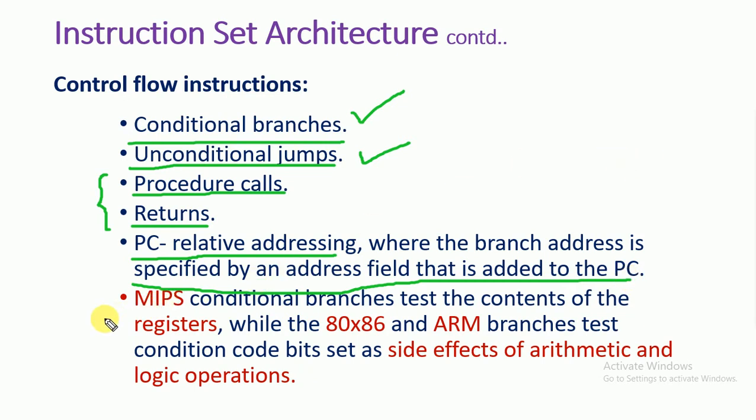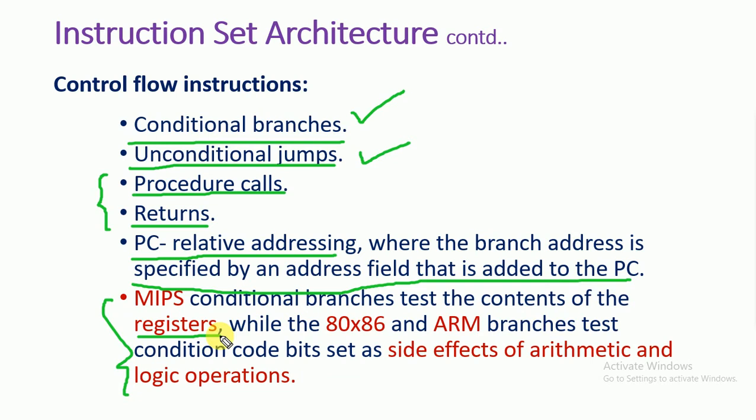Now, when we compare microprocessors like MIPS and 80x86 or ARM, MIPS conditional branches test the contents of a register. In the previous slide we have seen that MIPS checks the value present in the register, for example branch on non-zero. It will look at the value of the register, and if it is non-zero, it will go to some target location.